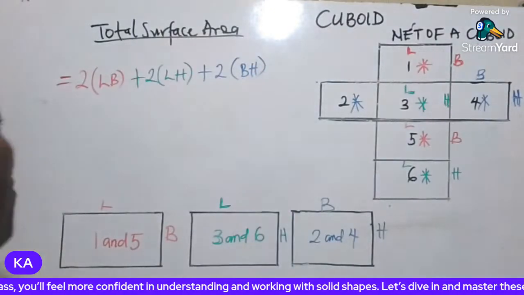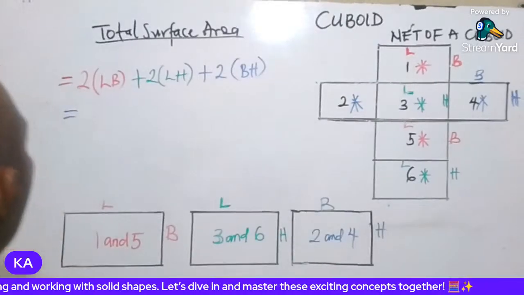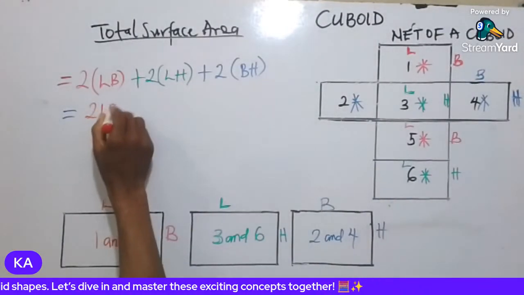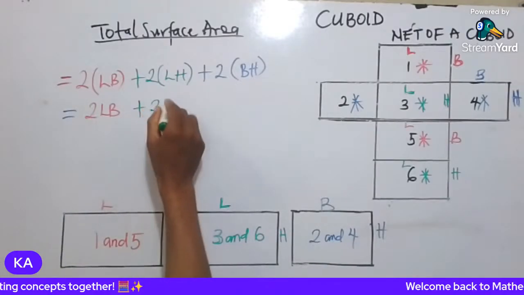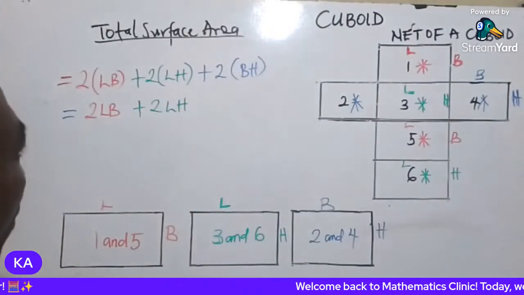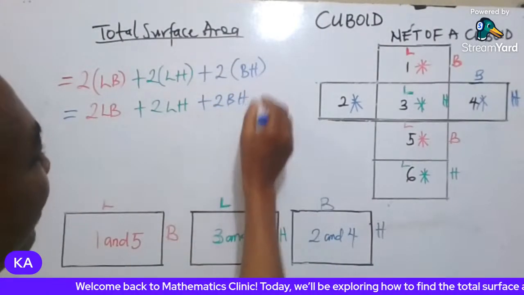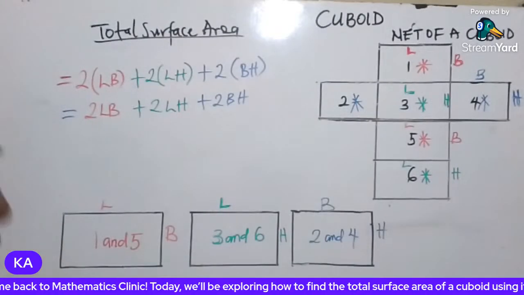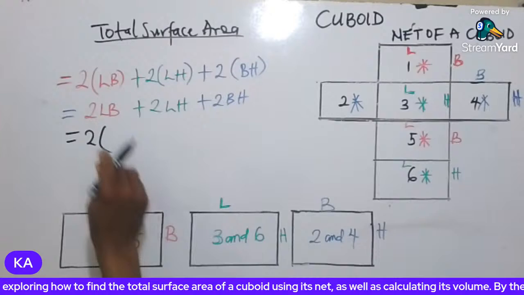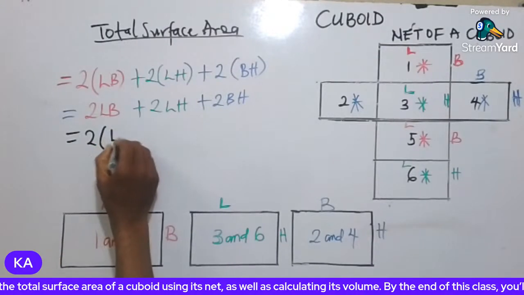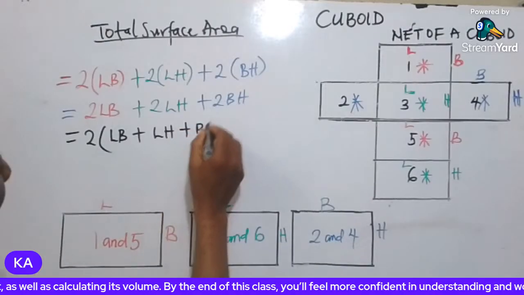So can we bring everything together? Of course, everything all together will become 2 length breadth plus 2 length height plus 2 breadth height. Of course, something is common to the 3 of them. 2 is common to them. So we can say since 2 is common to them, then that can be 2 into length times breadth plus length times height plus breadth times height.